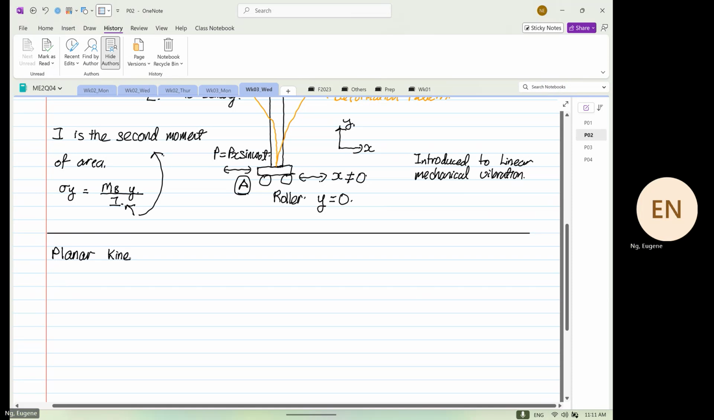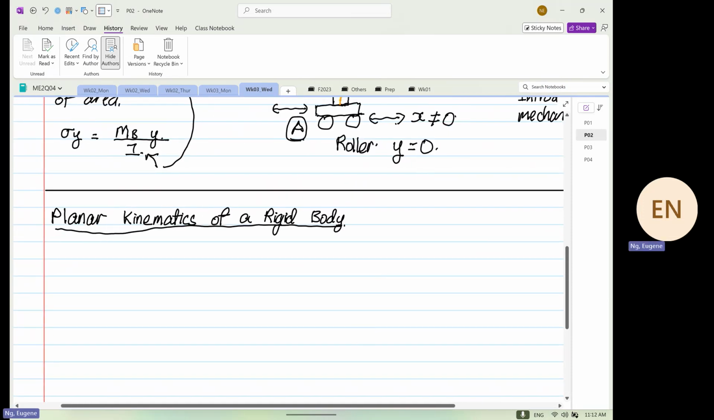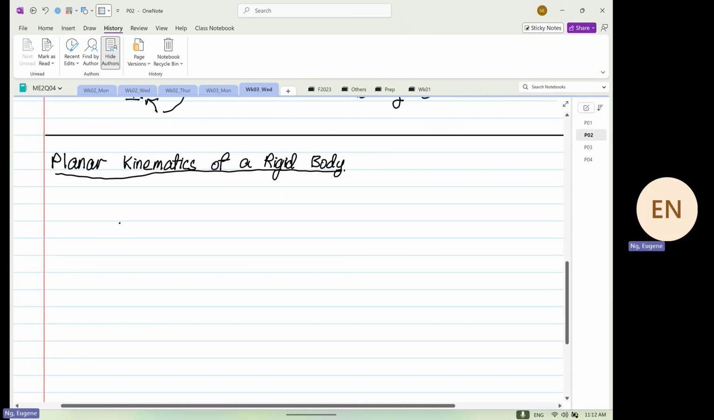Kinematics of a rigid body. Don't panic. It's just big words, but when I explain the big words, it means nothing. It's easy to understand. So in real life, we have three axes, axes that we could see, axes that we could feel. We have X, Y, and Z.